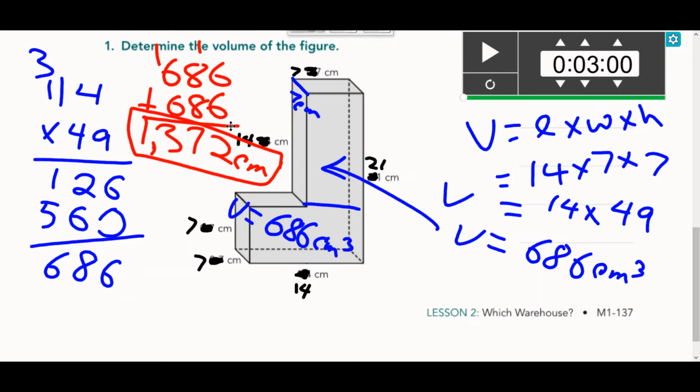Double it or add them together. So 686 plus 686 is 1,372 centimeters, and I can't believe it. I should have put a 3 there. All right, I'm going to change that right now as I speak.